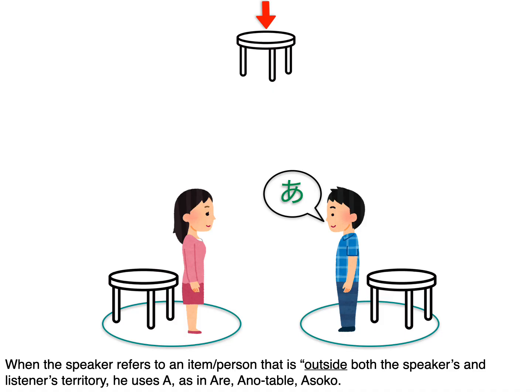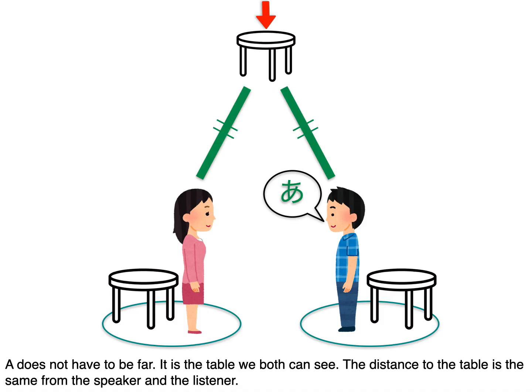When the speaker refers to an item that is outside both the speaker's and the listener's territory, he uses あ、あれ、あのテーブル、あそこ。あ does not have to be far. It is the table we both can see. The distance to the table is the same from the speaker and the listener.